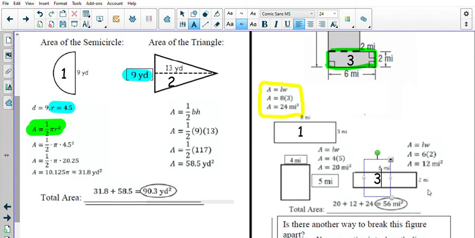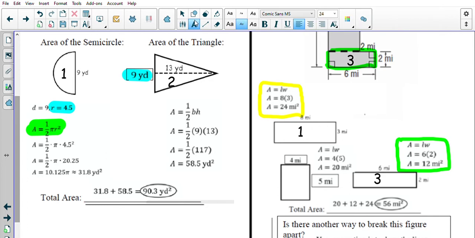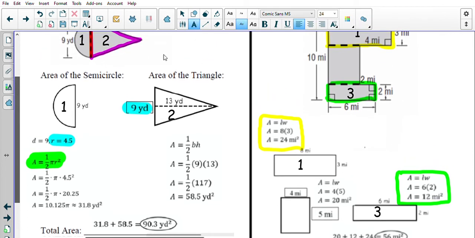It's 6 by 2. So to find the area, I'm going to do 6 times 2 to get a total area of 12 miles squared. Again, that's for this rectangle here. Again, we're going to be adding the 24 and the 12 together plus our final answer. So that's going to be for region 2.